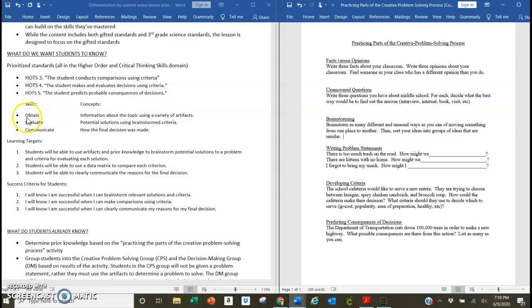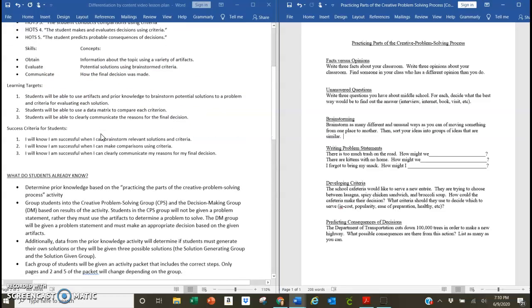Skills-wise, students will obtain, evaluate, and communicate. The concept for obtaining is obtaining information about the topic using different artifacts. For this particular lesson, it will be an article and a video clip. Evaluating means evaluating potential solutions using brainstormed criteria, and then finally communicating how they made that final decision.